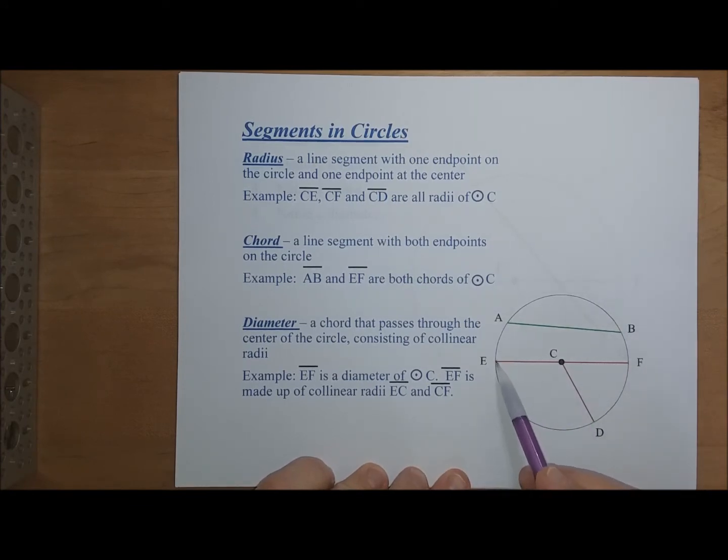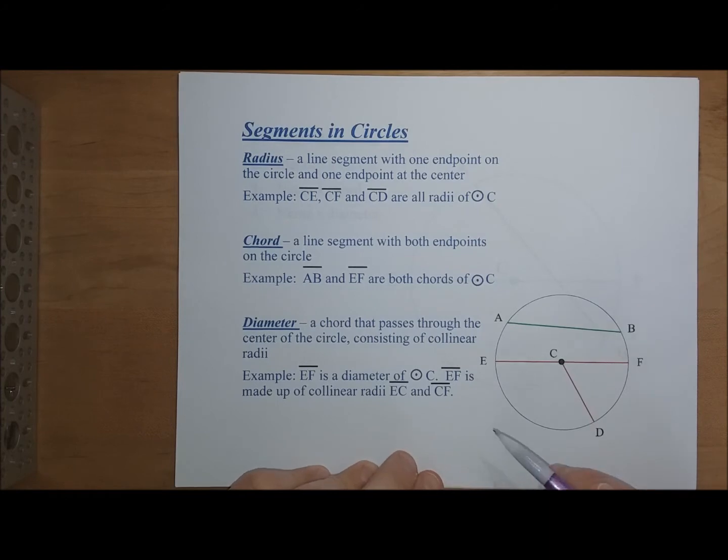Okay, they both have their endpoints on the circle. EF is a special chord because it happens to pass through the center of the circle. And so EF is a diameter here. And you'll notice that every diameter consists of two collinear radii. I could say EC and CF are radii that happen to be collinear. They happen to share the same line.